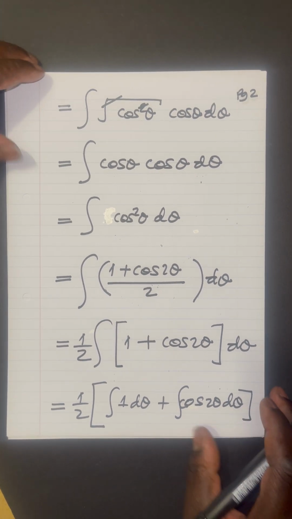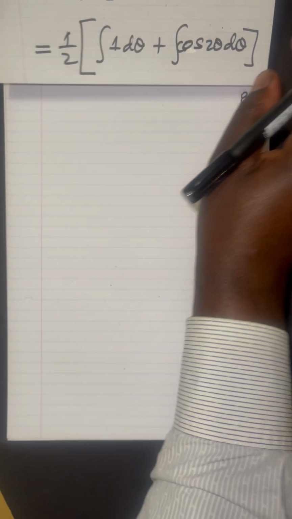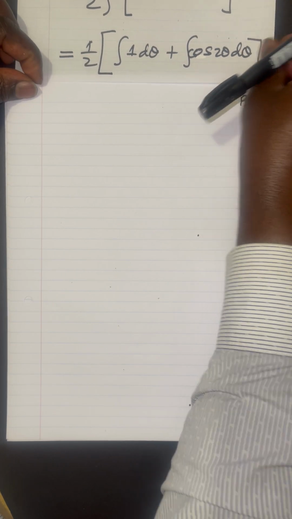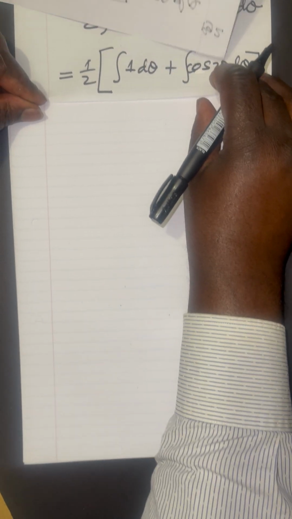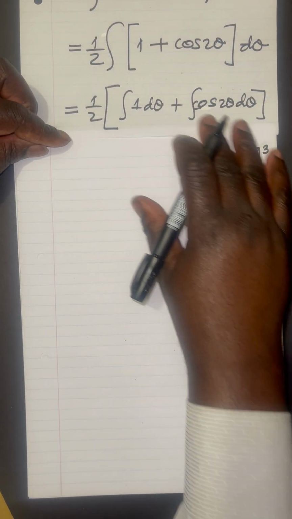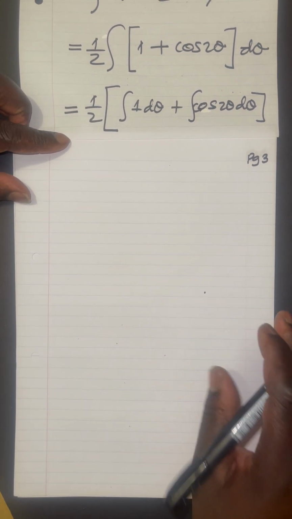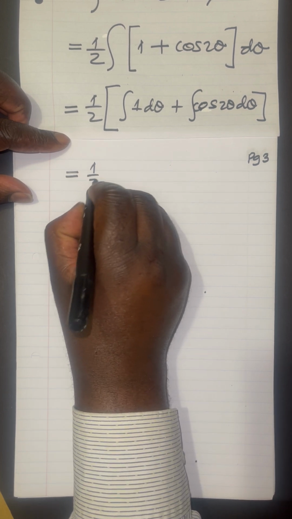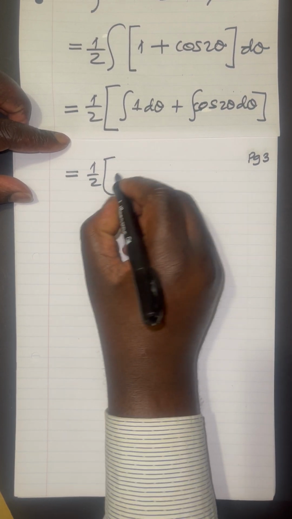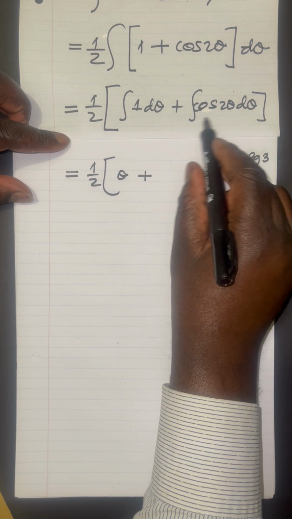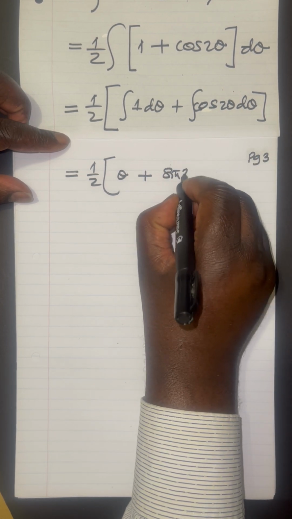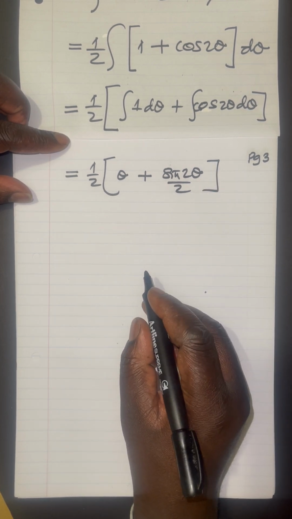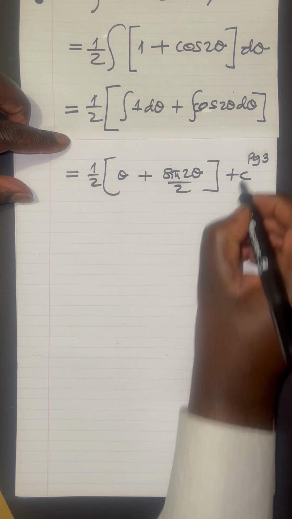Now, as follows, let me take this to page 3. Going to page 3, let me move this one down. All right, there is page 3, and we're basically saying that the integral changes to, I'm going to keep the half out. The integral of 1 with respect to theta is theta, plus the integral of cos 2 theta is sine of 2 theta all over 2, like that. This being an indefinite integral, we're going to say plus c.